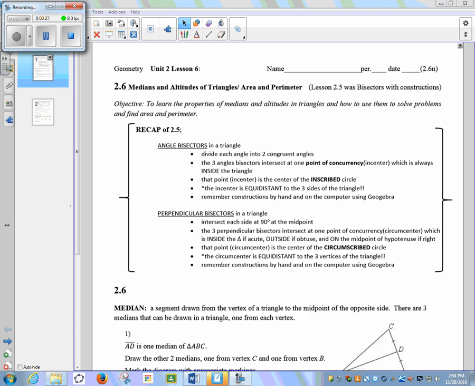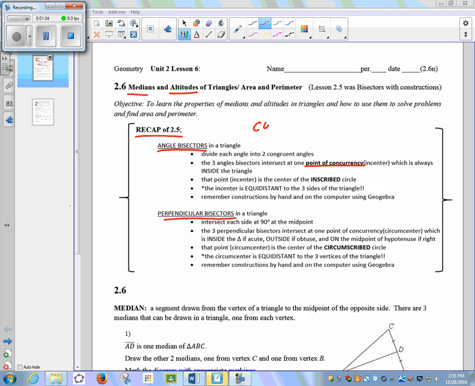I'm going to start here with a little recap from 2.5. I'm going to let you take those notes and read them on your own. We did 2.5 angle bisectors and perpendicular bisectors before. The reason I have a recap here is because medians, altitudes, angle bisectors, and perpendicular bisectors do all have one thing in common, and that is that when you draw the three medians, altitudes, angle bisectors, or perpendicular bisectors in a triangle, they all come together at one point.